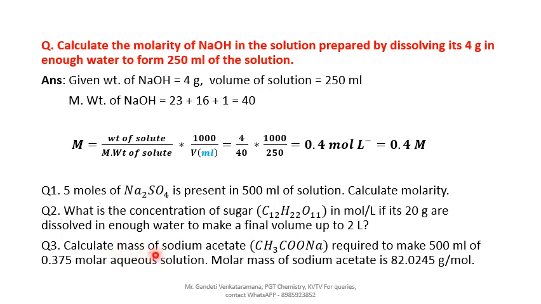Calculate mass of the sodium acetate, formula is given, required to make 500 ml of 0.375 molar aqueous solution. Molar aqueous solution means M is given, molarity is 0.375. Molar mass of the sodium acetate is 82.0245 gram per mole. So this value is also given directly. Okay, just put the values into the formula, you will get the answer.